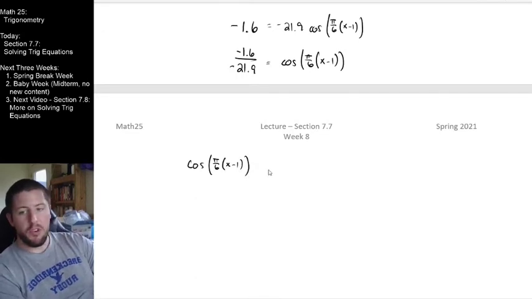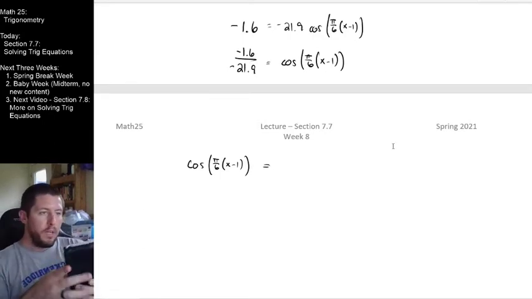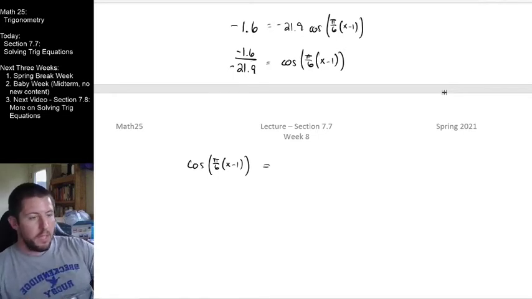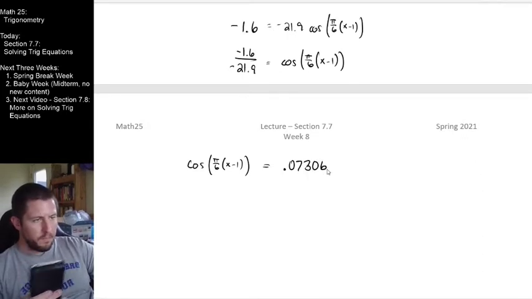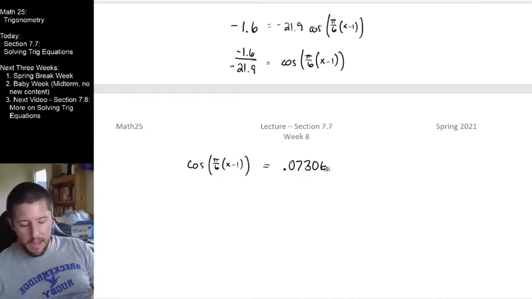And I'm going to do the same trick that I've been doing here. This is equal to, let me go to my calculator real quick, 1.6 divided by 21.9. I'm getting 0.07306. I'm going to round a little bit here, but not too much, because I know that trig functions deal with small numbers. I don't want to just round away. If you just round this to 0.07, I think we'll be off by a little bit here. So I'm going to keep a few more decimal places. So 0.07306 is what I'm seeing for that guy right there.